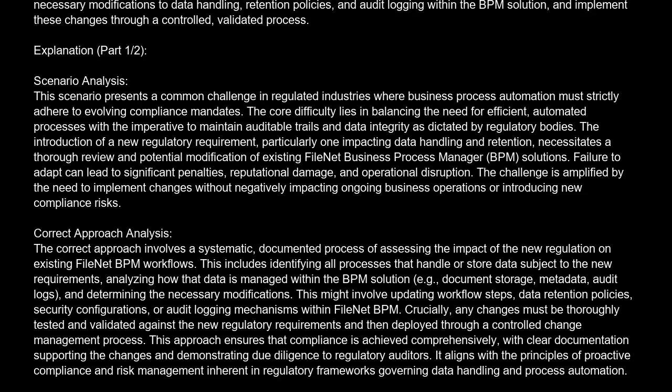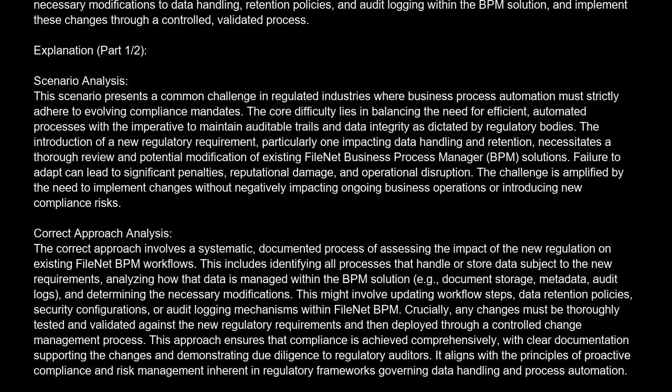The correct answer is B. Conduct a thorough impact assessment of all FileNet BPM workflows that handle sensitive customer data. Identify necessary modifications to data handling, retention policies, and audit logging within the BPM solution, and implement these changes through a controlled, validated process. Explanation.